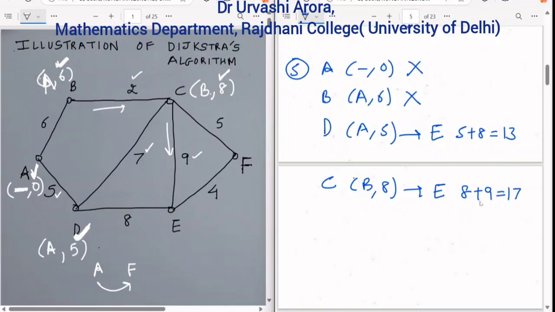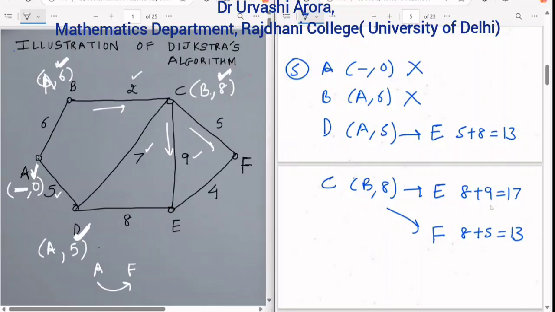Then again, C has another adjacent vertex which has not received a label, which is F. So if you travel from C to F using this edge CF, then the distance traveled till F will be the distance traveled so far, which is 8 plus 5, which is 13.